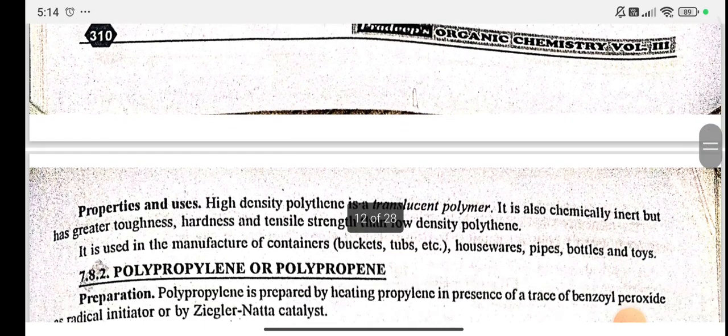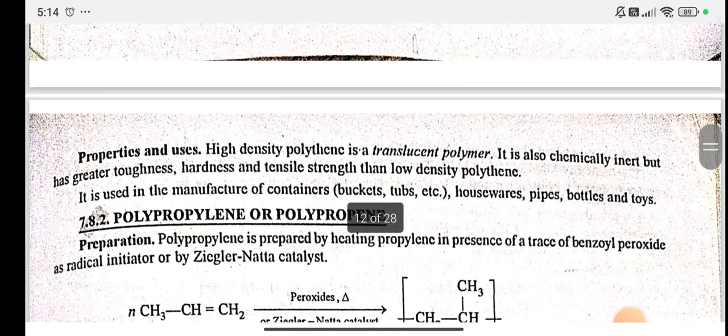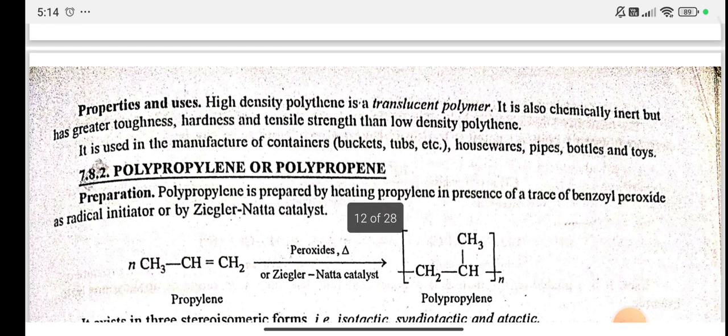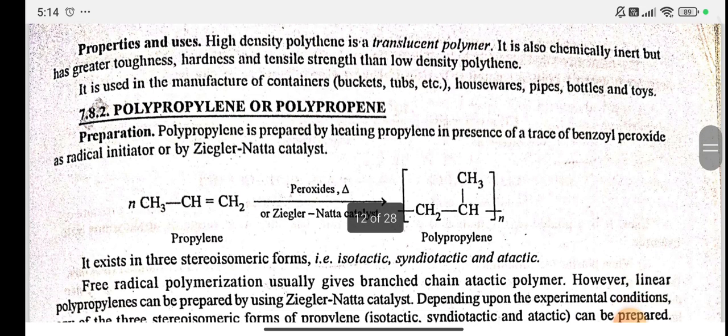Property and uses: high density polythene is a translucent polymer. It is also chemically inert but has greater toughness, hardness, and tensile strength than low density polythene. It is used in the manufacture of containers like buckets, tubs, housewares, pipes, bottles, and toys. Polypropylene or polypropene.